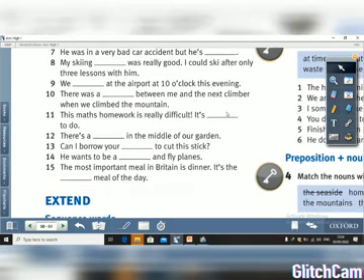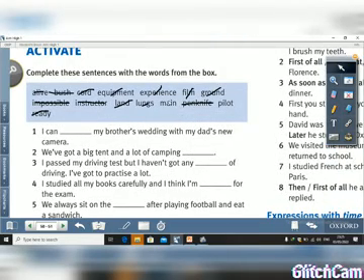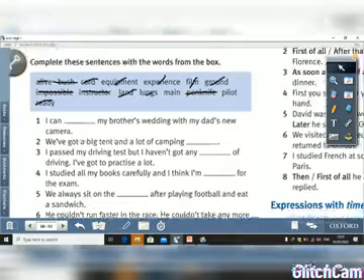He wants to be a pilot and fly planes. Yes, he wants to be a pilot. Okay, number 15, the last one. The most important meal and protein at dinner is the main meal. Okay. Here we have revised our vocab, and let's enrich our vocab.